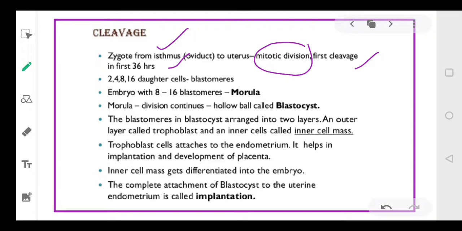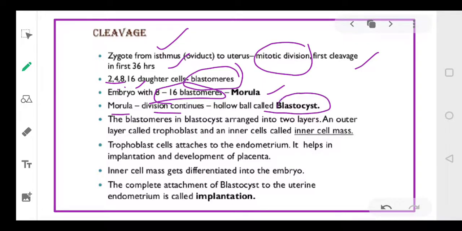This zygote will undergo the stages of two. First two cells will be formed, then 4, then 8, and then 16. And they are called blastomeres. The embryo which contains 8 to 16 blastomeres is called morula. Now, in morula also, the division will continue and it will form the blastocyst. The blastomeres in blastocyst will be arranged in two layers. The outermost is called the trophoblast and the inner layer is called the inner cell mass.